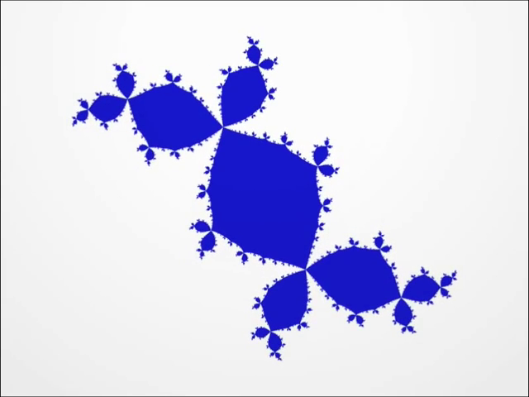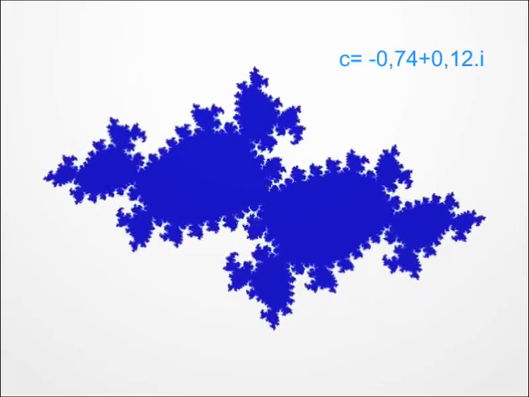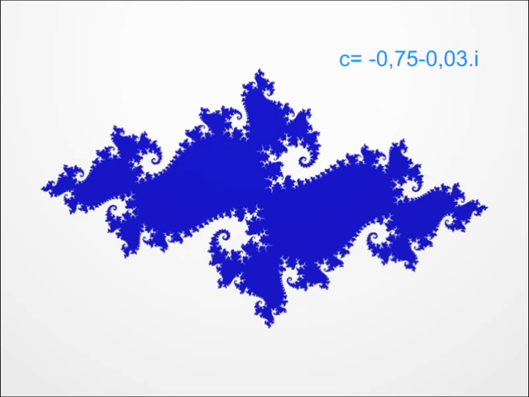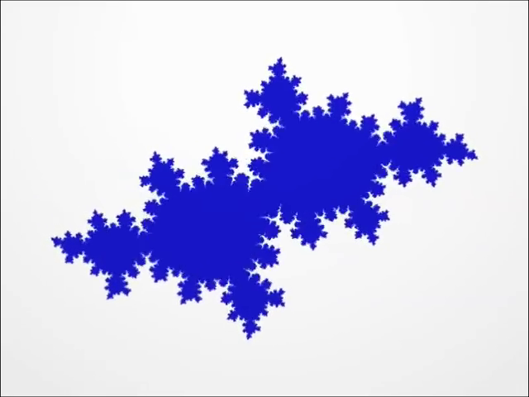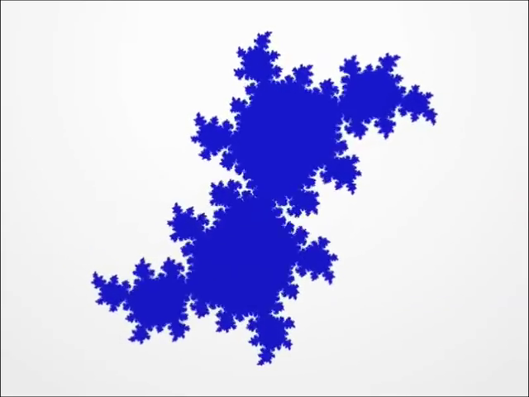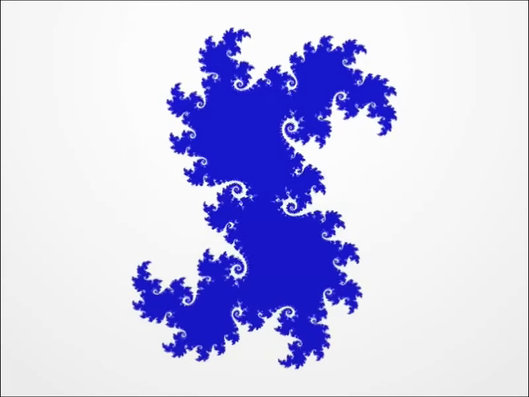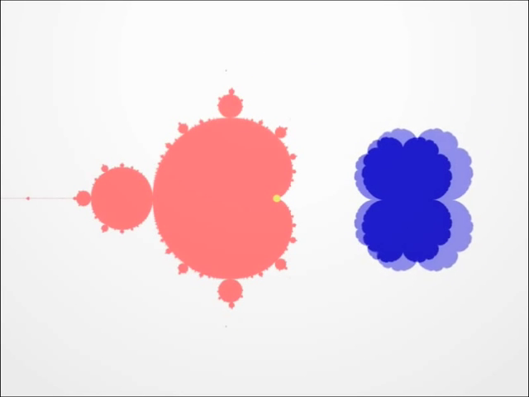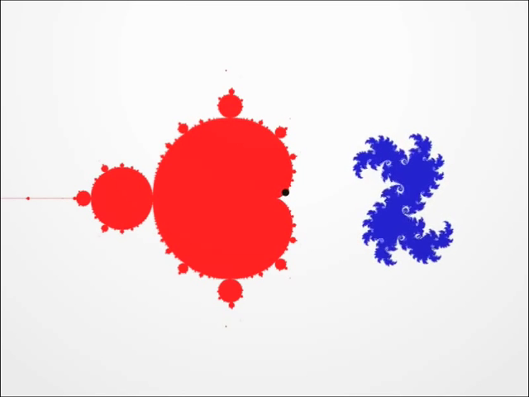Here's the one I called the rabbit. In order to understand how these shapes change, I'll show you several things in parallel. On the left side, the red side, you can see a point that will start to move. This is the point c. On the right side, you see the corresponding Julia set. It's deforming as c slowly changes.